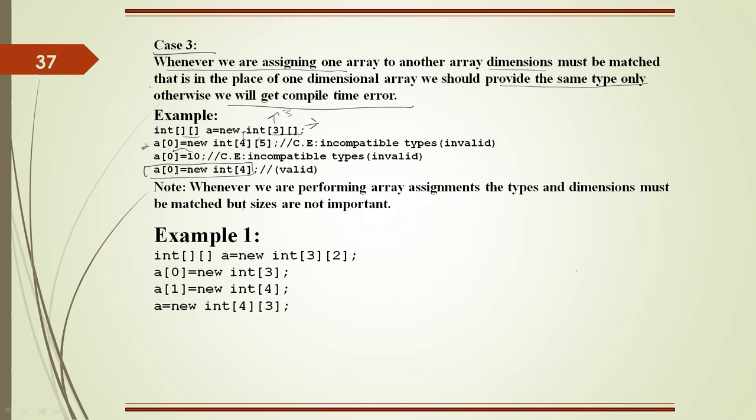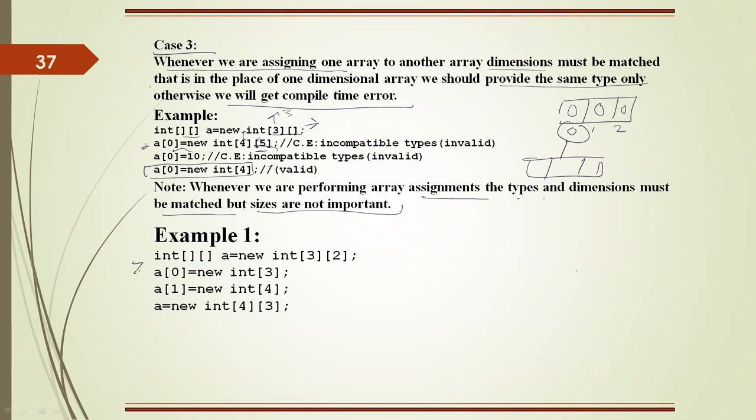Why A of zero? The base size is 3, so it will create 3 entries, with values like 0, 1, 2. In A of 0, it wants to create size 4. How? It is not a compatible type array. Whenever we are performing array assignment, the type and dimension must match. But sizes are not important. Size is not important, but dimension should match.